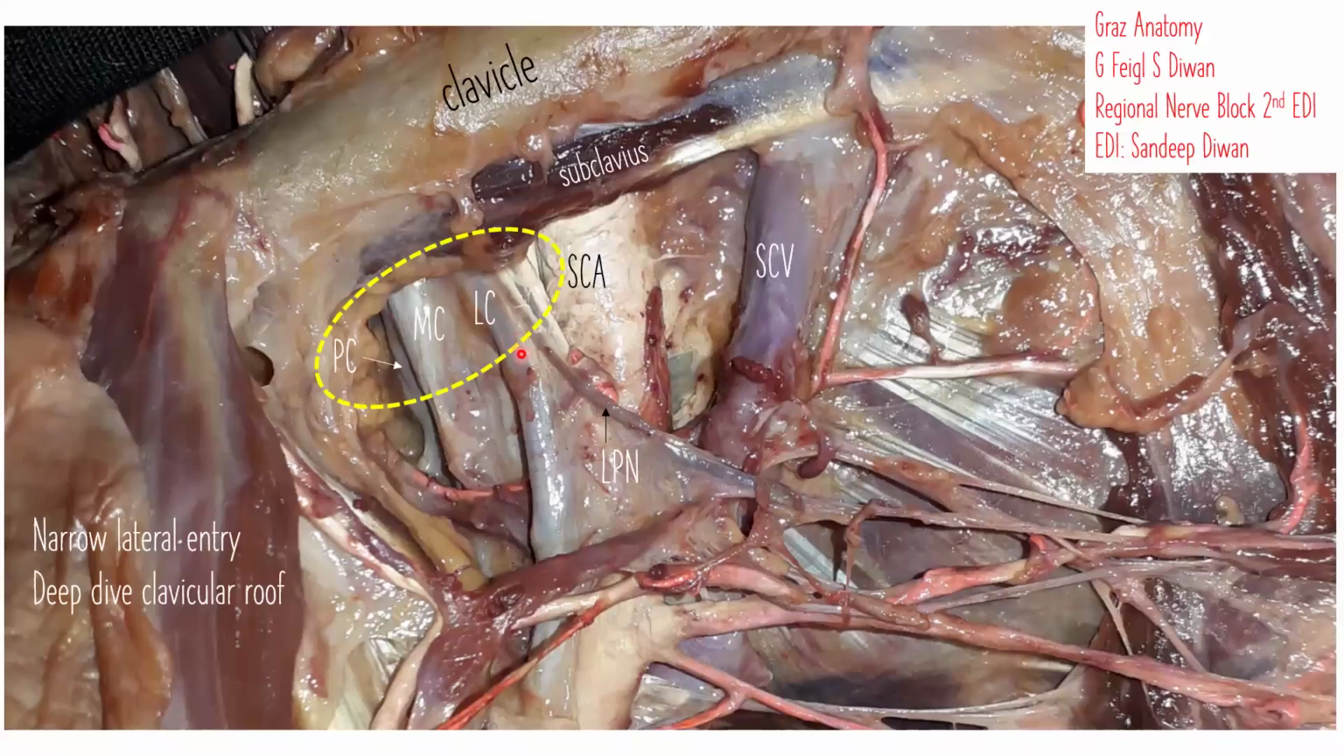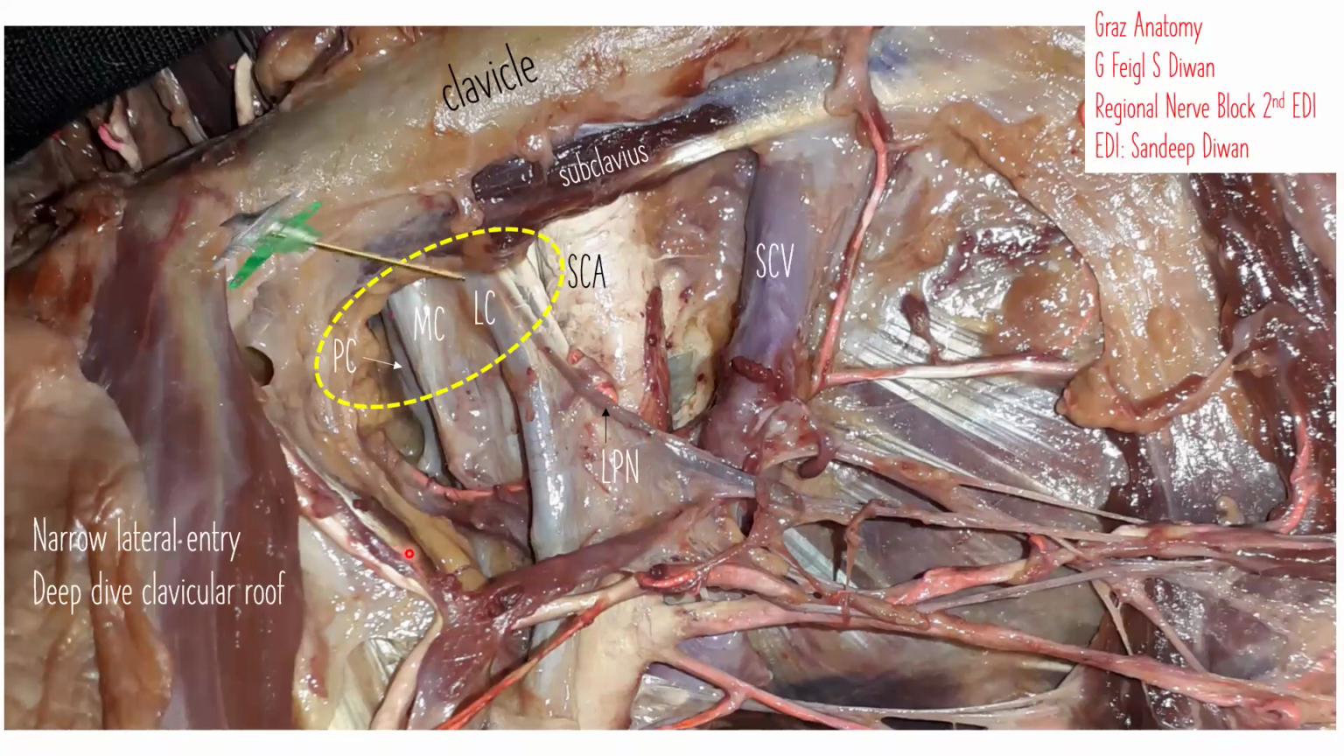Now, this is what we are looking at from the front. This is the front view. Again, this is the clavicle, the subclavius muscle. That's the vein, the artery, and this is the lateral cord, the medial cord, and the posterior cord is still more deep and beneath the medial cord. And you can see the emergence of the lateral pectoral nerve, which goes on to innervate the pectoralis major at this point, which we have seen also on the histological slide.